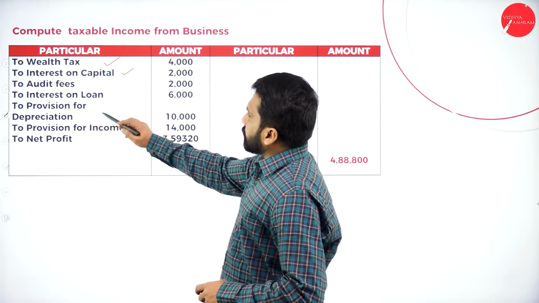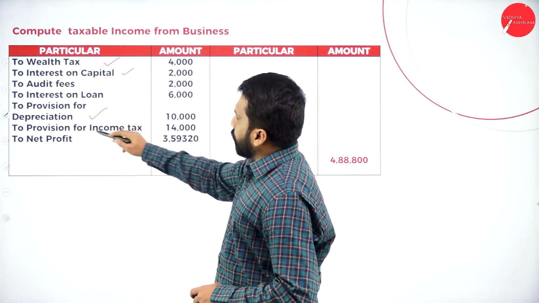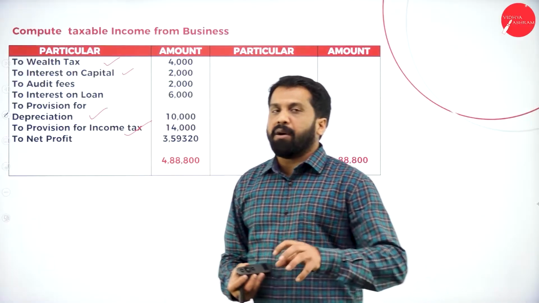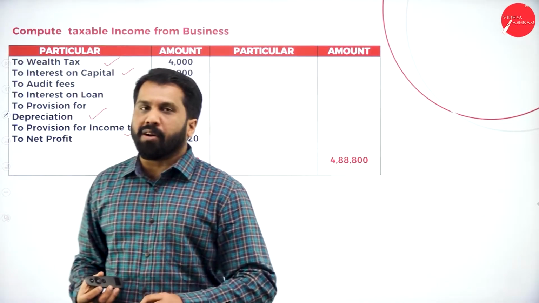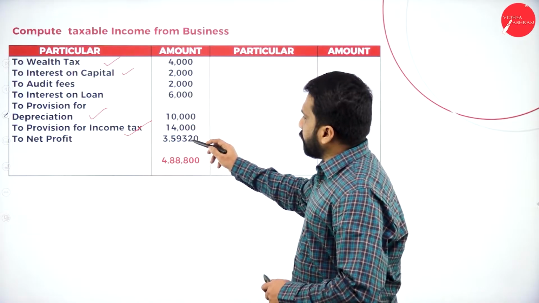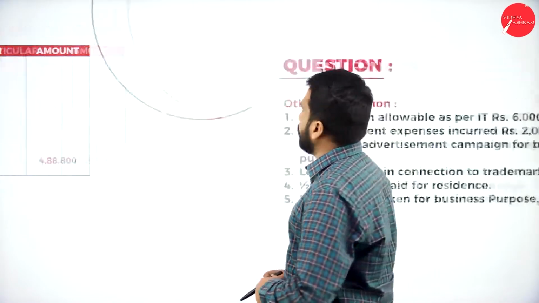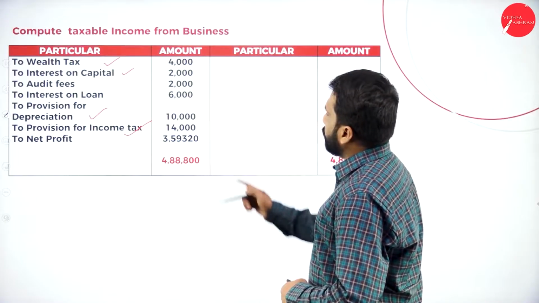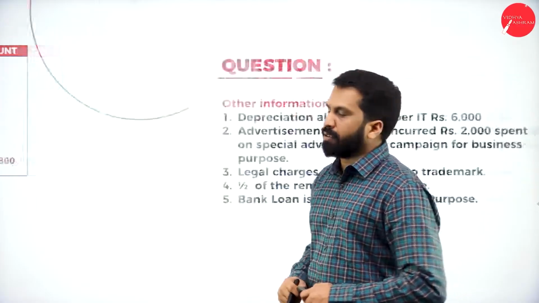Next, provision, yes. Provision, yes. These are the items we are supposed to take. We have to start our problem with what? Net profit. What is your net profit? 3,59,320. Your net profit is 3,59,320.